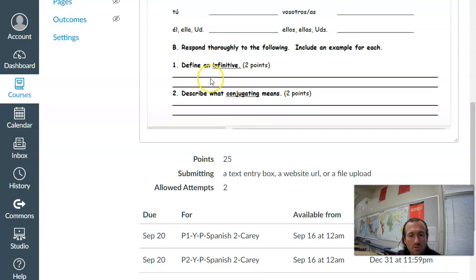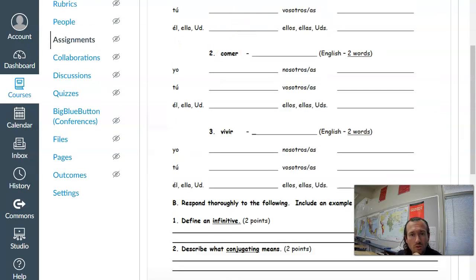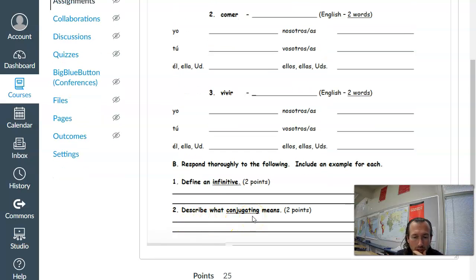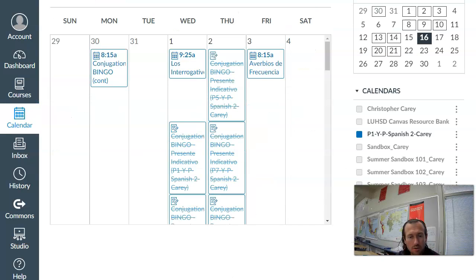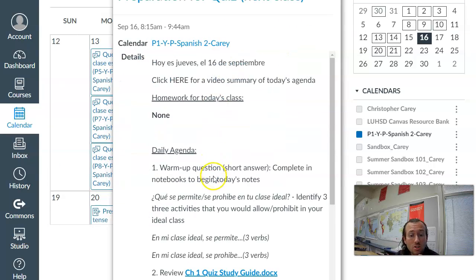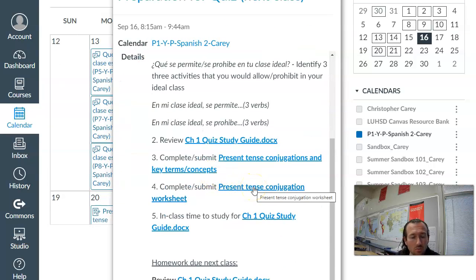In the spaces provided there. In your own words, define what an infinitive is. For example, these are examples of infinitives. But in your own words, what's an infinitive? And what does it mean to conjugate? It's your first handout. Again, jot it down in your notebooks and then submit it into Canvas and then use it to do the second worksheet, which is called Present Tense Conjugation Worksheet.